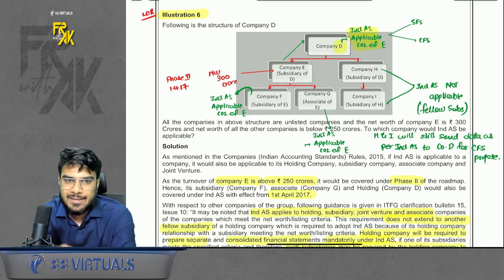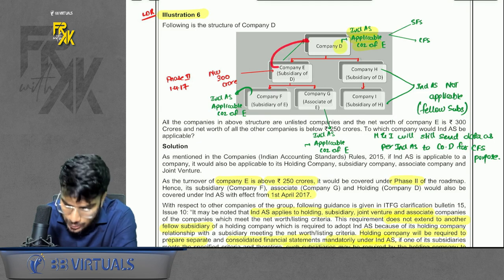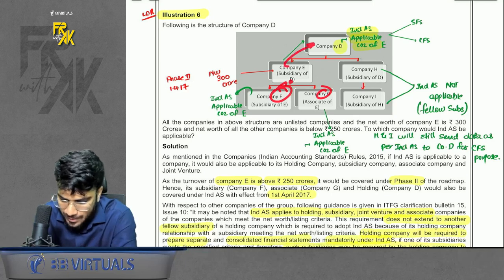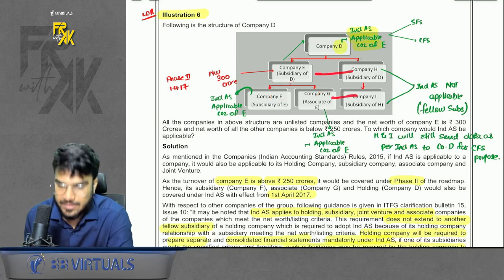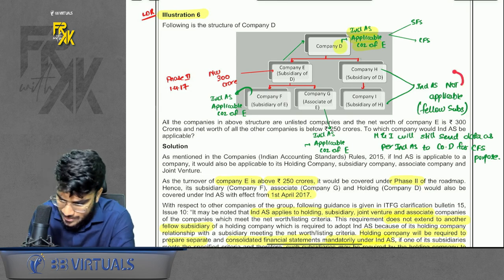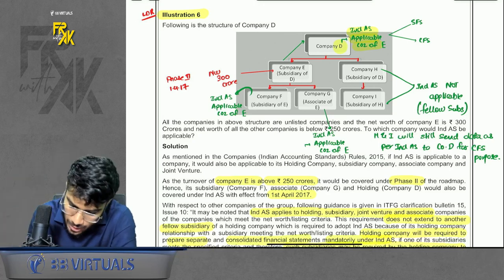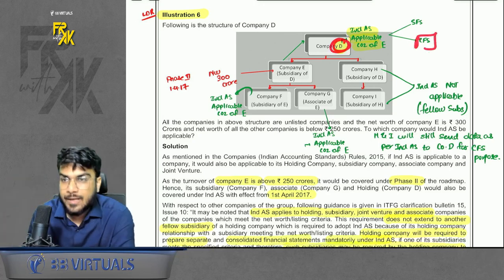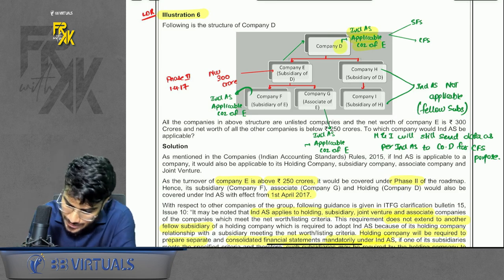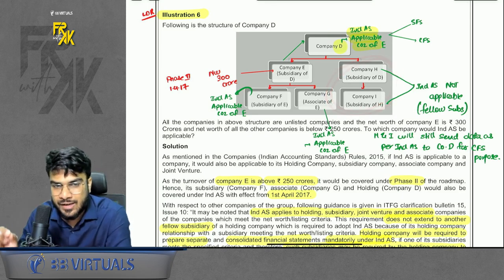So now what will be the applicability to other companies? So D will also be covered under Ind AS, and F and G, direct parent, direct subsidiary, associate will get covered. But the fellow ones have to be ignored, right? The fellow subsidiary will continue to follow AS. But do you remember, because Ind AS become applicable to parent, so for the purpose of CFS, these fellow subsidiaries will also have to furnish data as per Ind AS.